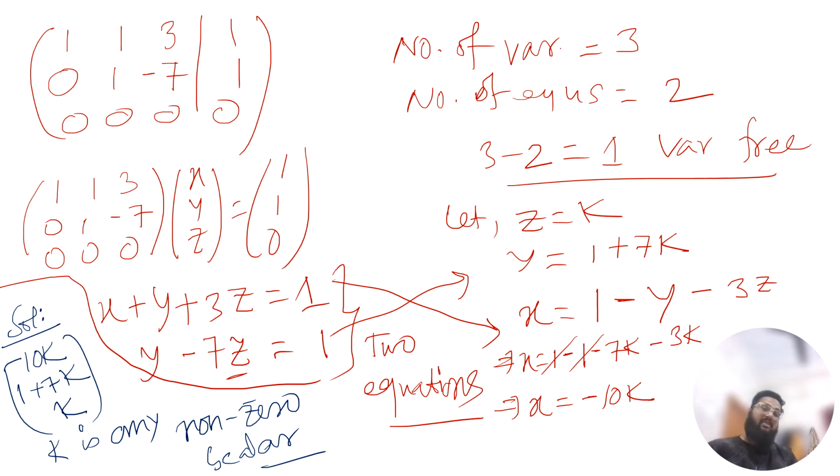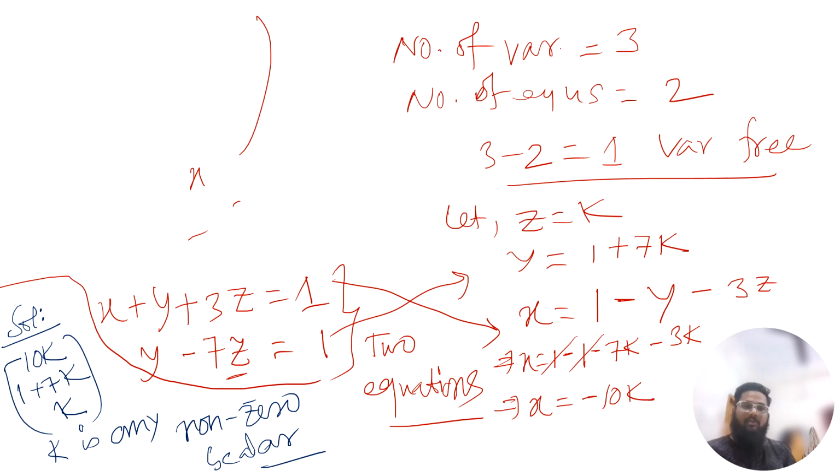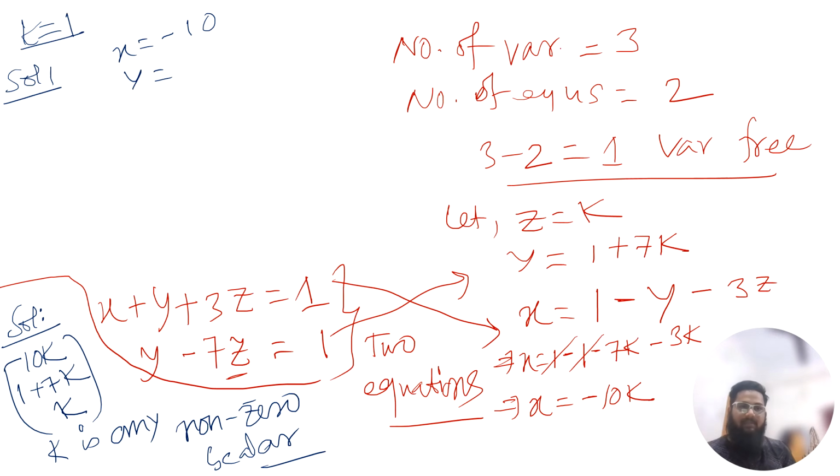So why are we saying it has infinitely many solutions? Because if we change the value of k, you will get different solutions. Like for the same problem, as I discussed, k is any non-zero constant. So if I take k equal to 1, you are getting one solution, solution number 1, which will be x equal to minus 10, y equal to 1 plus 7 is 8, z is 1. This will be one solution set.